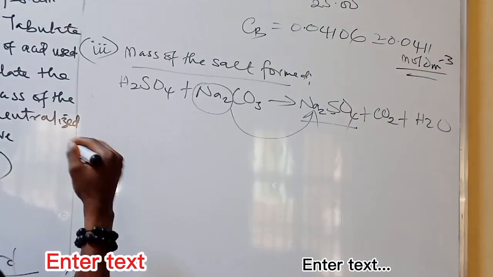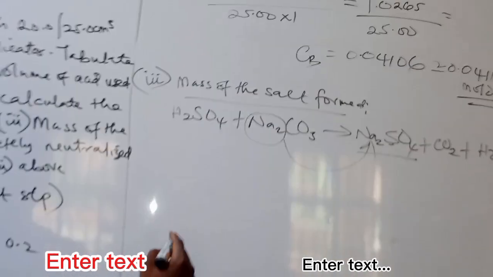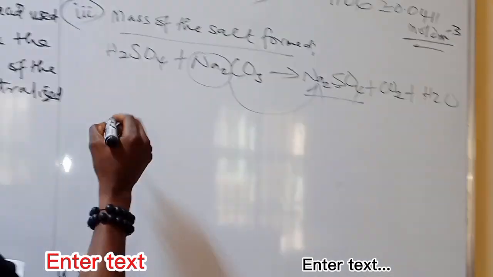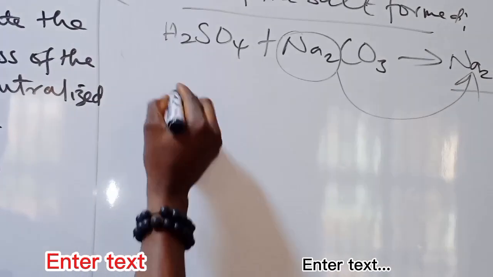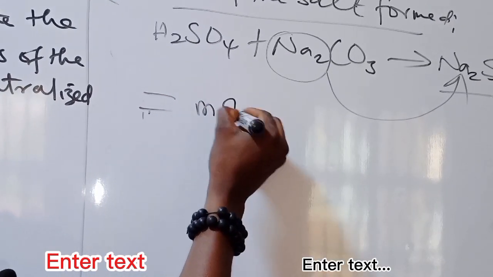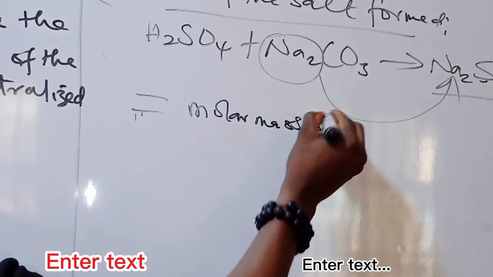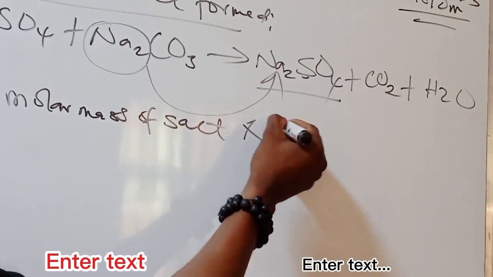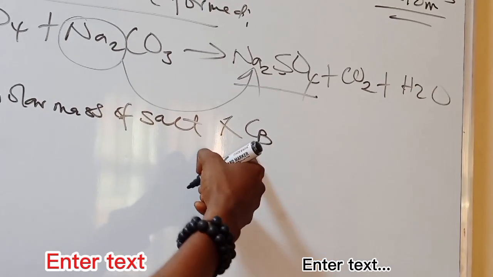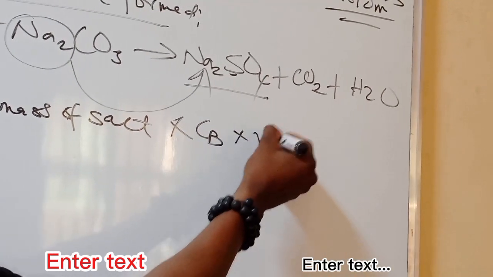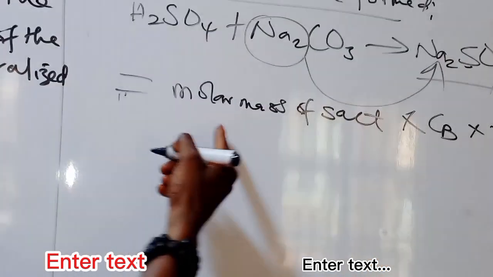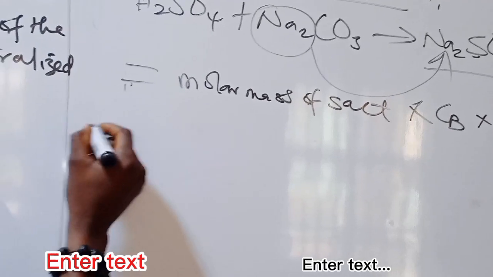Mass of the salt formed. So the formula we are going to use is: mass of the salt formed will be equal to the molar mass of salt multiplied by the concentration of the base multiplied by the volume in dm3. All right. Now, what is the molar mass of this salt? Then we now find it.